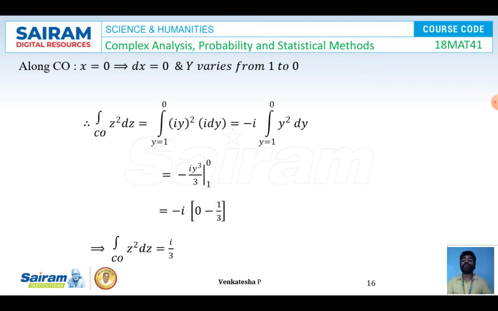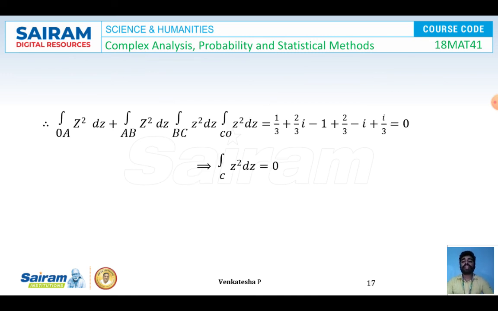So now I'm going to replace all these values in the main equation. I got the equation like this. The integral over the region OA z square dz plus the integration over the region AB z square dz plus the integration over the region BC z square dz plus the integration over the region CO z square dz will be equal to 1 by 3 plus 2 by 3 i minus 1 plus 2 by 3 minus i plus i by 3 is equal to 0. After simplifying this, we'll be getting the answer 0. So hence we can say that Cauchy's theorem has been verified.